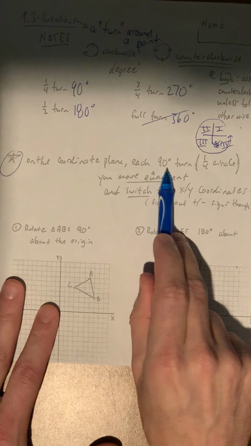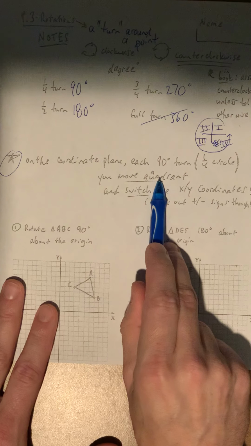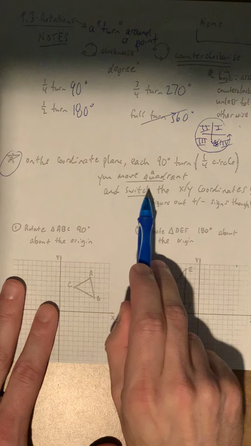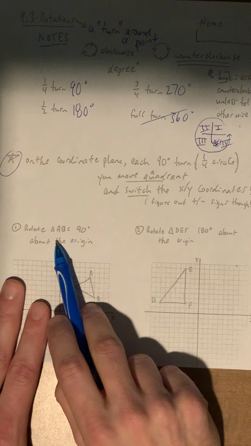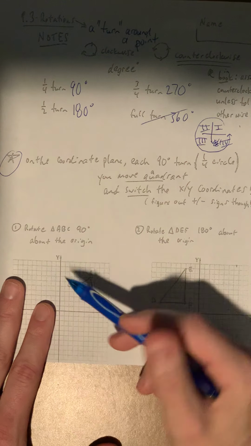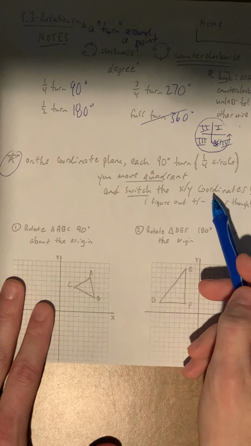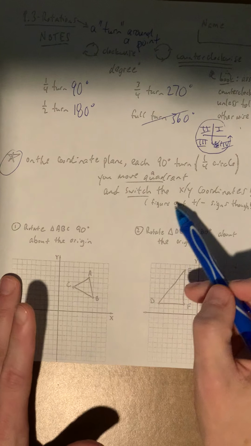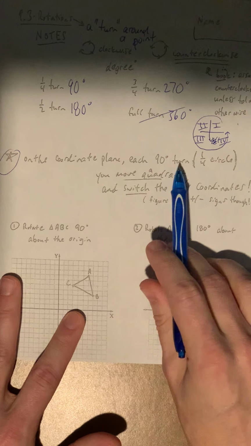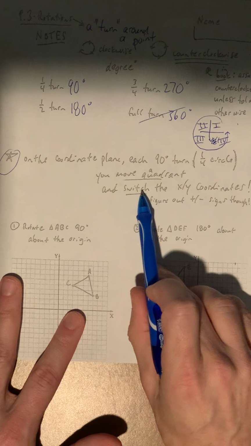So every 90 degrees, or quarter of a circle, or quadrant you move, what we're going to do is swap or switch the XY coordinates. Okay? So if we're told 90, we swap the XY coordinates. If we're told 180 degrees, we swap them twice. 90 for the first, 90 for the second. So 2 swaps or switches.